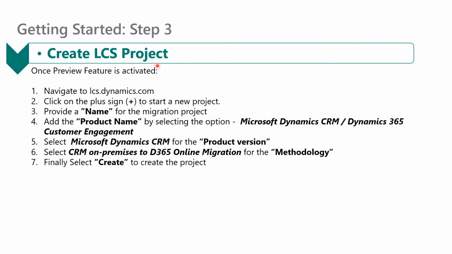Next, create an LCS project once the preview feature is activated. To do so, navigate to lcs.dynamics.com. Click on the plus sign to start a new project. Then provide a name for the migration project. Add the product name by selecting Microsoft Dynamics CRM Dynamics 365 Customer Engagement. Select Microsoft Dynamics CRM for the product version. Select CRM on-premise to D365 online migration for the methodology. Then finally, select Create to create the project.